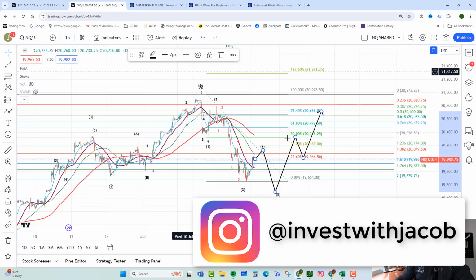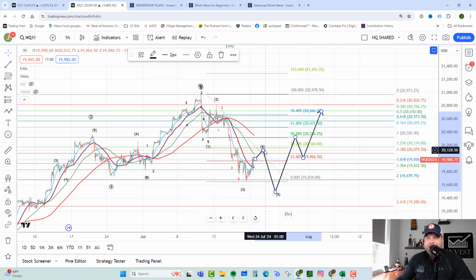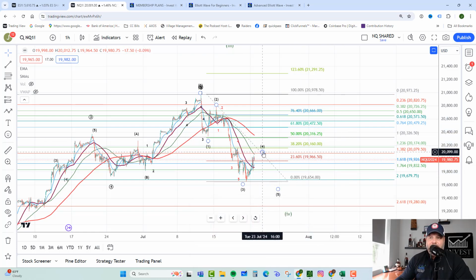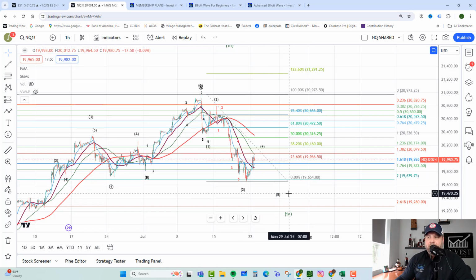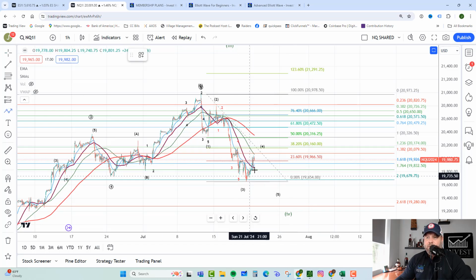Over on the NASDAQ, a little bit different, as the NASDAQ does have 5 waves down and could actually make a deeper 5 waves where they have a 4-5 coming. That 4-5 would target the 19.5 area, and for that to happen, you'd want to see them hold about the 20,160 area. If they push above that, we would be looking for the NASDAQ to push up into the 20,316 or 20,472 area and then an accelerated move that could take us back to new all-time highs.